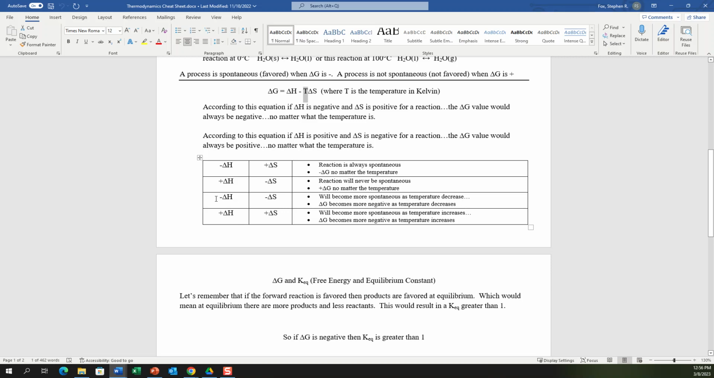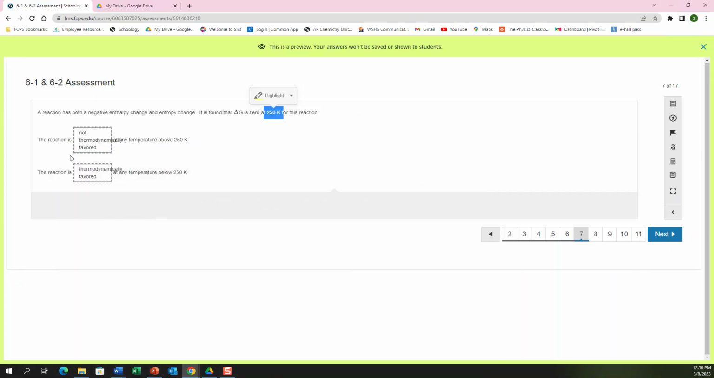And because we have a negative-negative combo, we know anything below that temperature is going to be thermodynamically favored. Anything above that temperature is not going to be favored. If it was positive-positive, and we knew the temperature tipping point, anything above that temperature would be spontaneous or thermodynamically favored. Anything below would not be. But because this was negative-negative, above that temperature, not thermodynamically favored, delta G will be positive. Below that temperature, delta G would end up being negative. And at that temperature, delta G equals 0. That's why it's called the temperature tipping point.